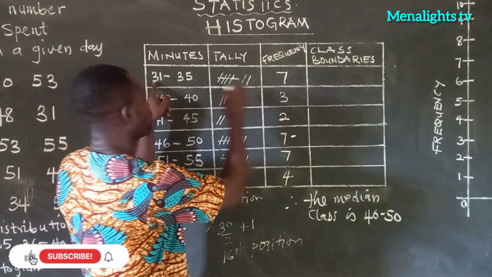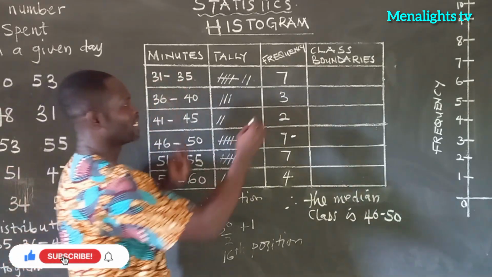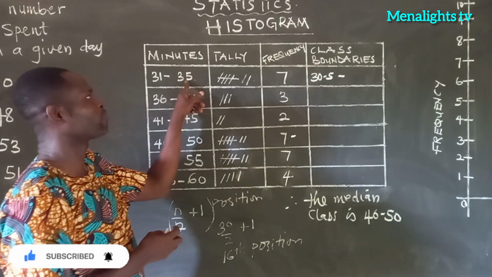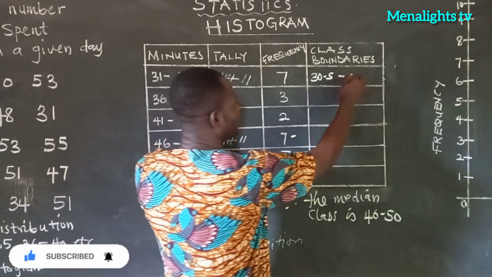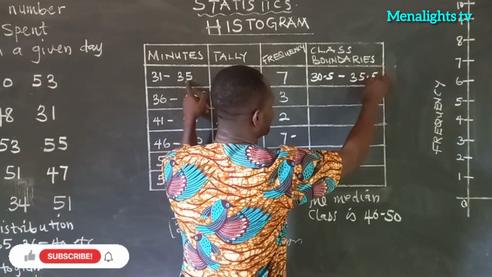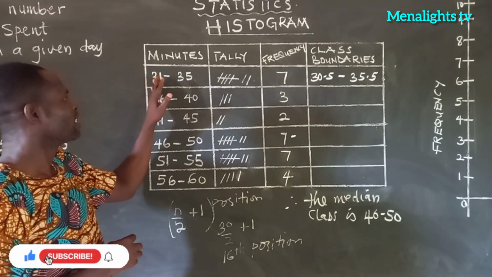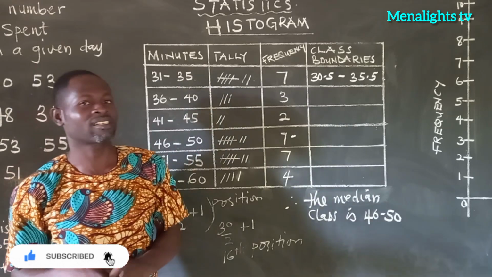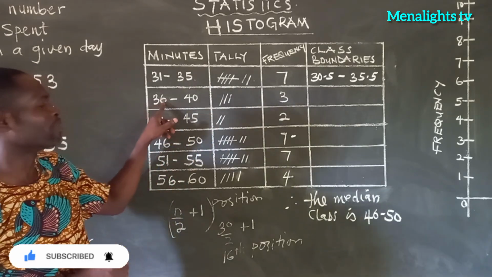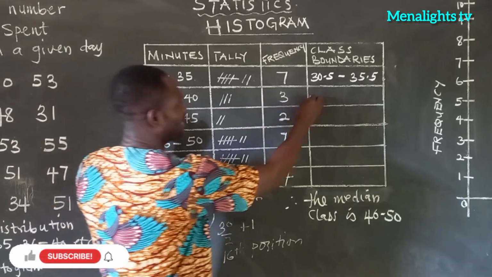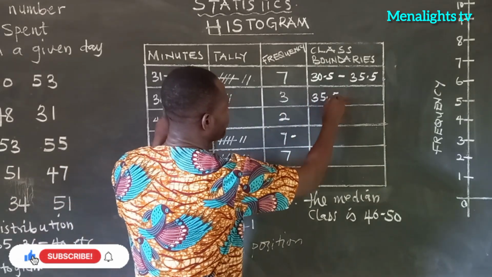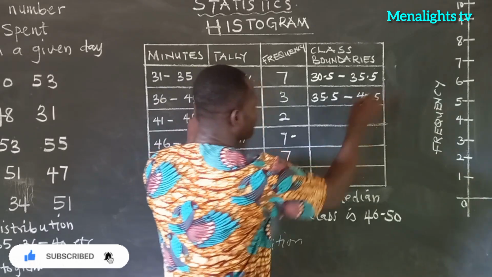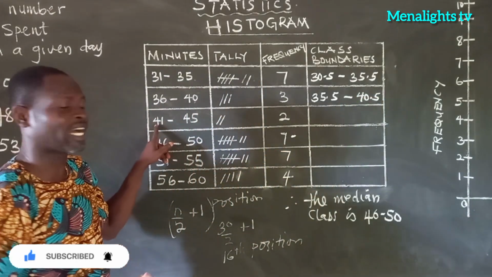So this becomes, when you deduct half from 31, it becomes 30.5 to, then we add a half to the 35. So that one becomes 35.5. So we are deducting 0.5 from the lower class limit and adding it to the upper class limit. So we come to the 36, the same way you deduct what? 0.5 becomes what? 35.5 to, so this is 40, it becomes 40.5. So the next one, 41, we take half from there.